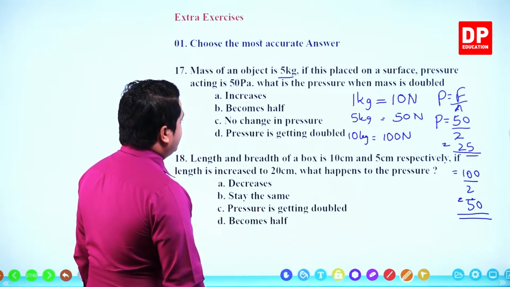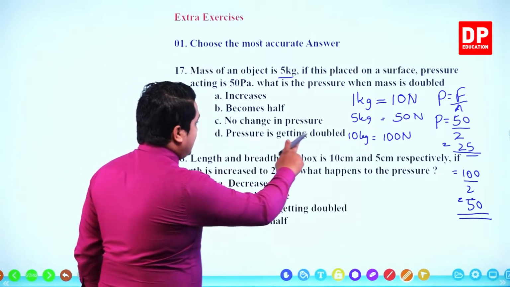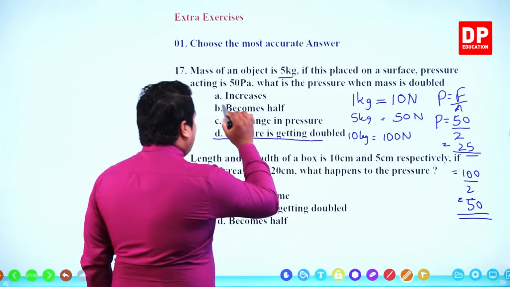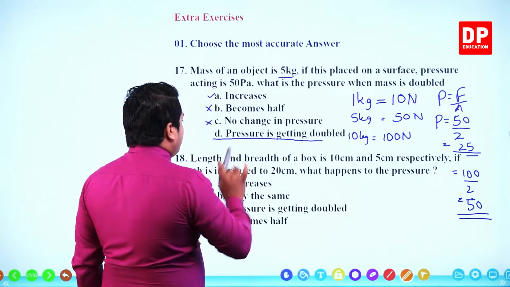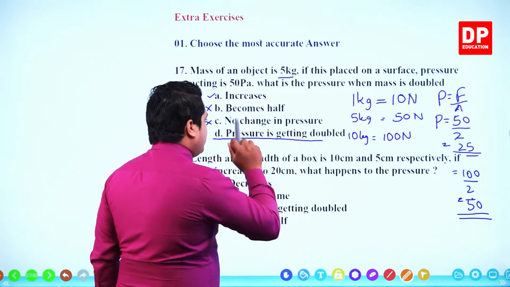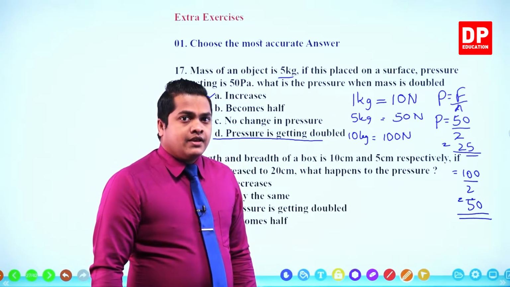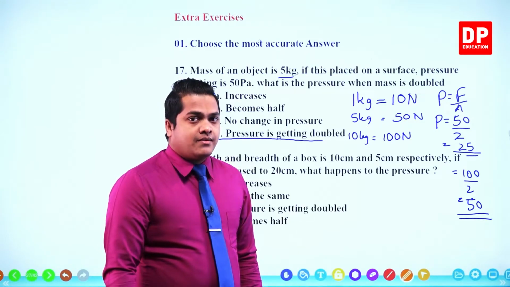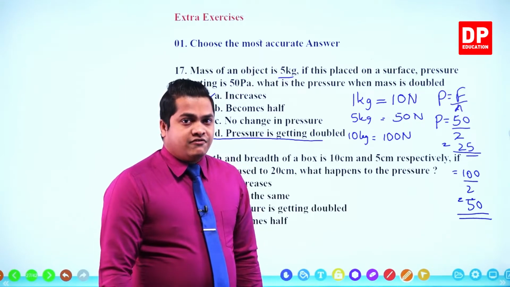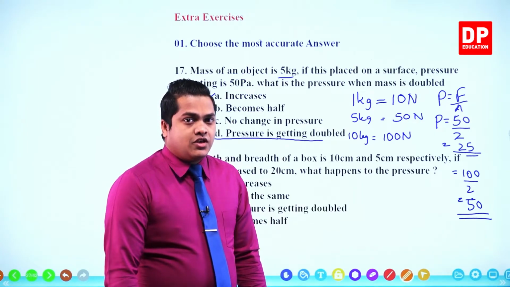So my dear children, the options were: increases, becomes half, no change. Pressure is getting doubled. See, this is the correct answer. Increases is correct, becomes half is incorrect, no change is incorrect. But the most accurate answer is that pressure is getting doubled, as I have calculated and shown you. Exactly, the pressure is getting doubled upon doubling the force. Here we are doubling the force by doubling the mass of the object.